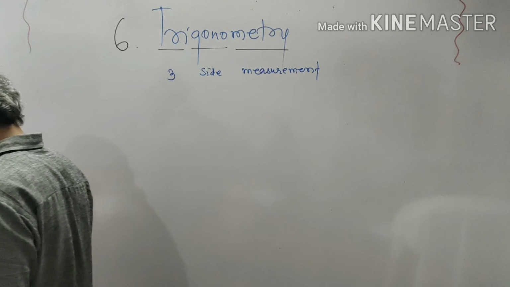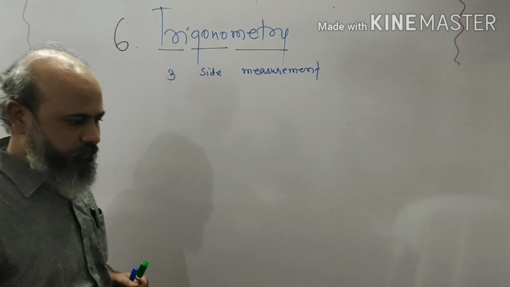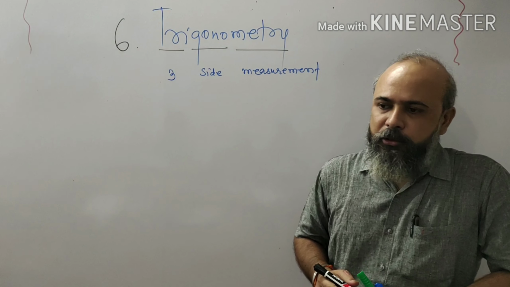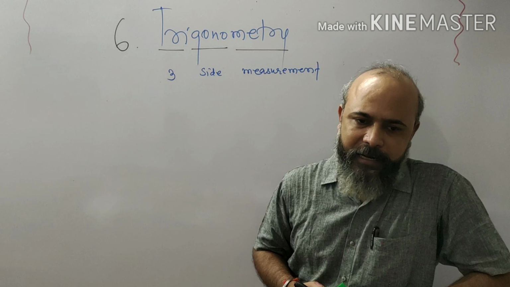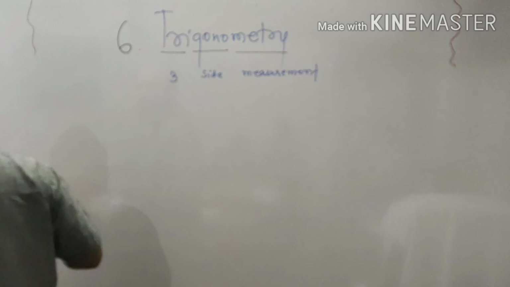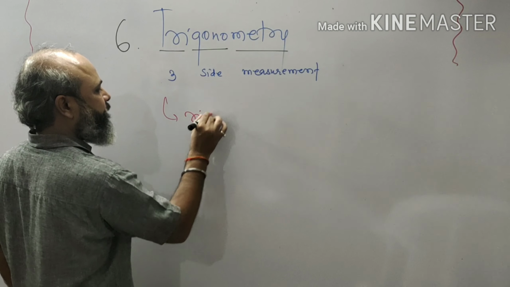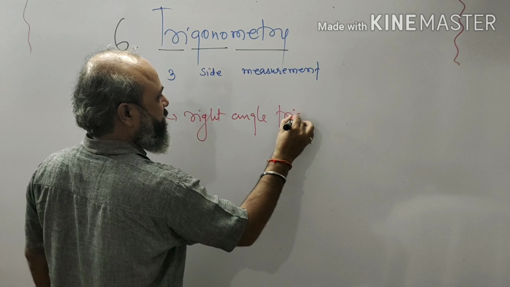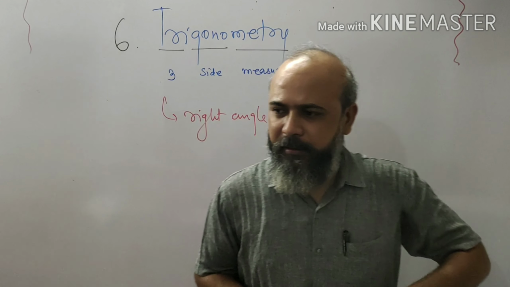Now the question is, where will we use trigonometry? Trigonometry can be used only in right angle triangles. Where will you use it? In right angle triangles.